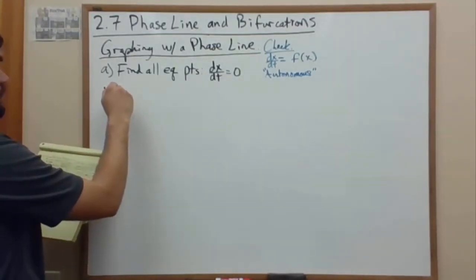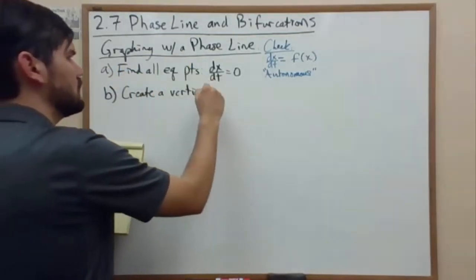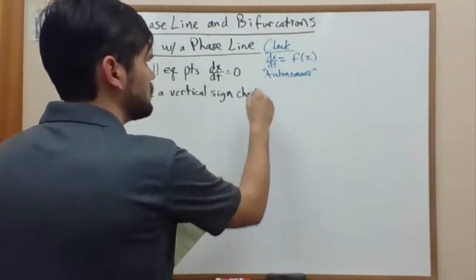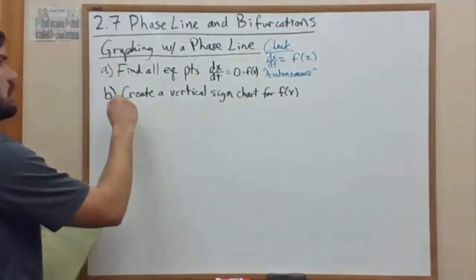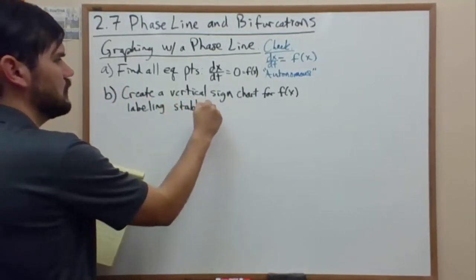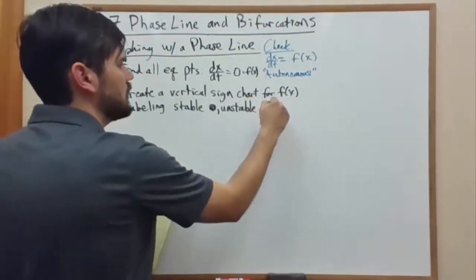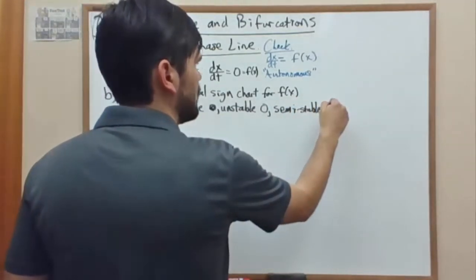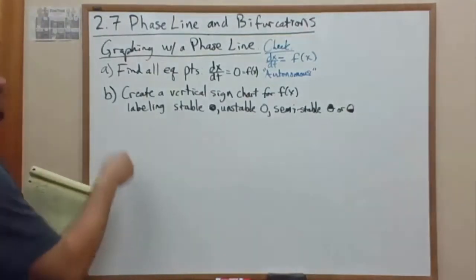Then we create a vertical sign chart for f of x, labeling stable, unstable, and semi-stable, which is going to be either filled in from the top or filled in from the bottom. You'll see what I mean in a minute.